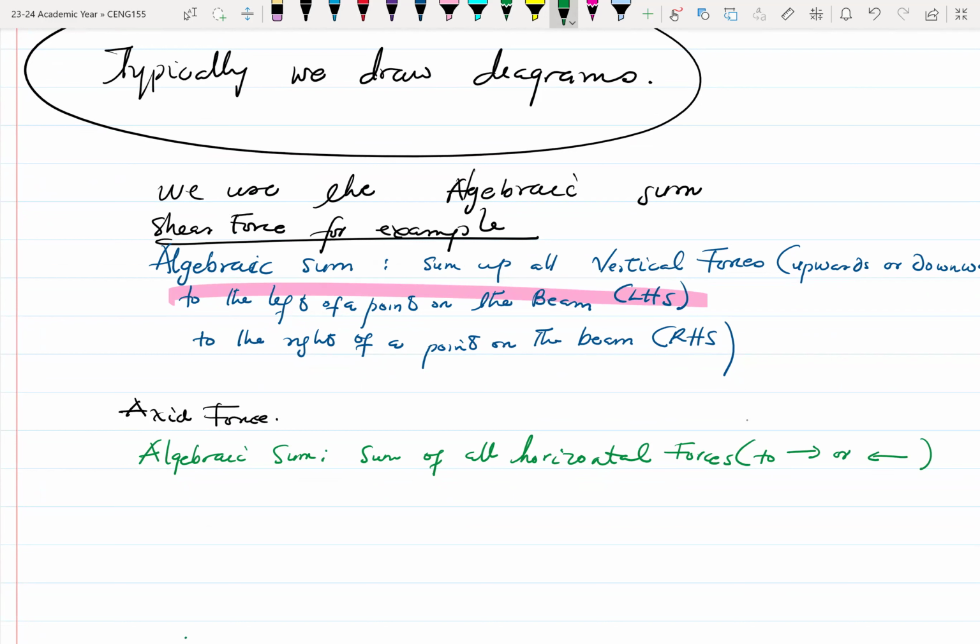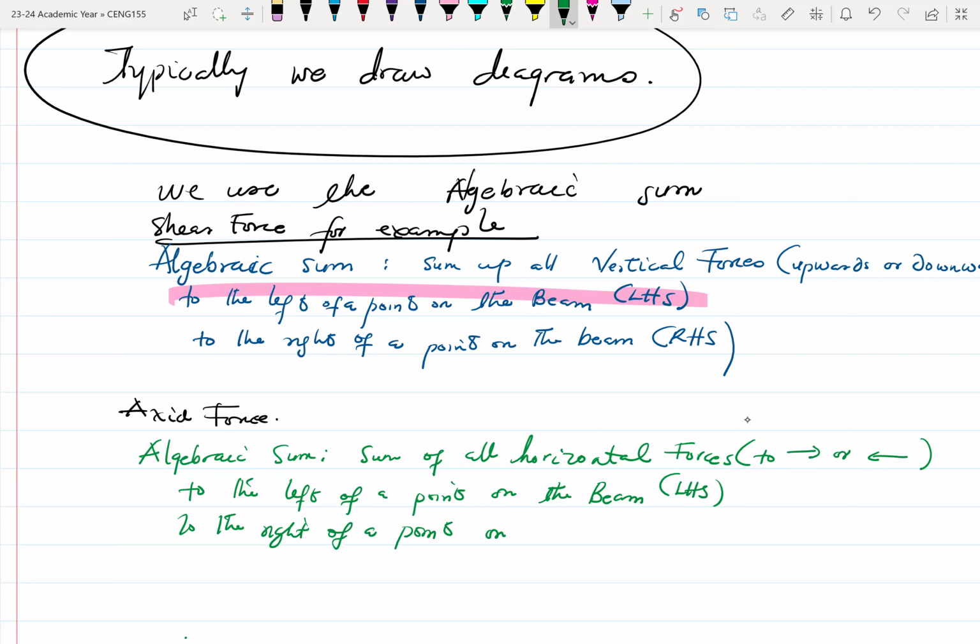And then the reason why I did it this way is because if I say left and right, it gets to confuse us a little bit. Then again, to the left of a point on the beam. Okay. So it's the same thing as the left-hand side, or to the right of a point on the beam. So this is the right-hand side. Again, usually the most common you find people going with is the left-hand side.